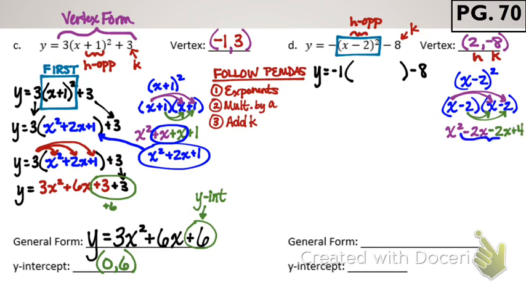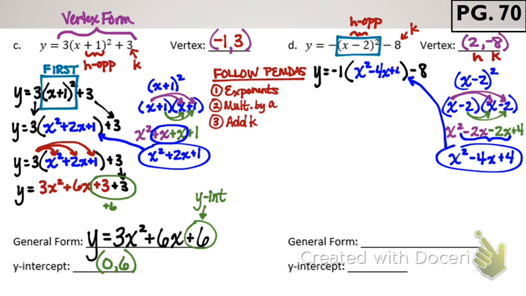I'm going to combine these two negative 2x's together. What'll that give me when I combine those? Close. 0? Nope. Negative 4? Negative 4x. This right here is what I put inside the parentheses. So x squared minus 4x plus 4. That's the hardest step. What do I do from here now?